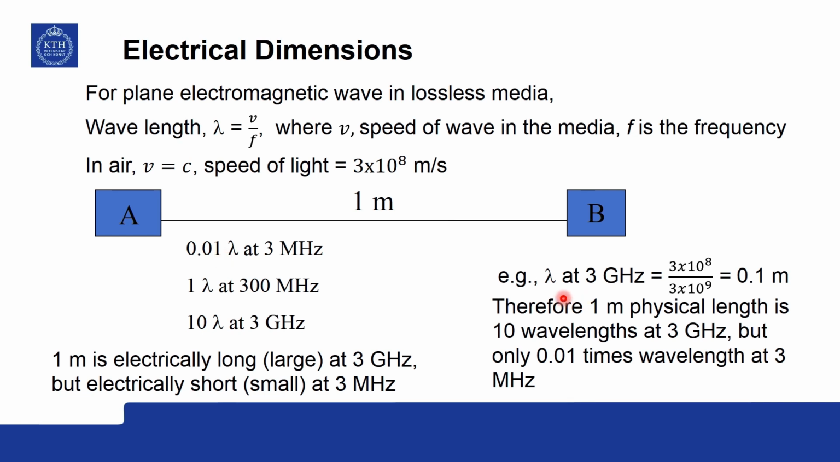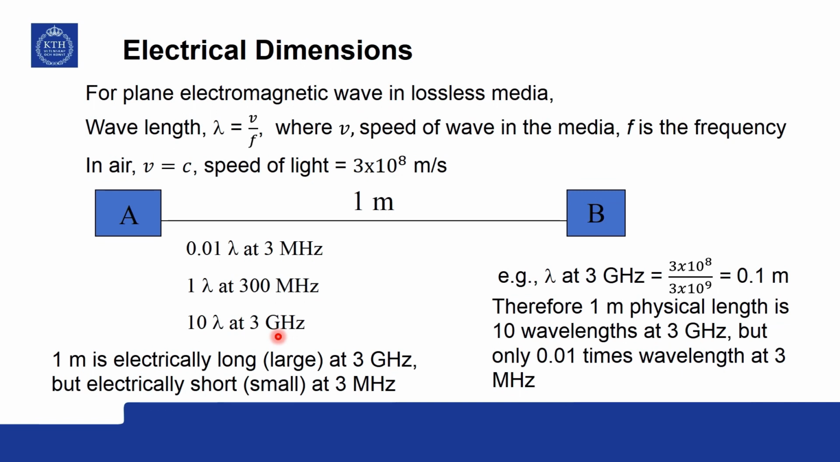And say, for example, the wavelength at 3 gigahertz: we have 3 into 10 to the power of 8 divided by 3 into 10 raised to 9. So, it is 0.1 meter only. So, 1 meter will become 10 wavelengths. Therefore, 1 meter of physical length is 10 wavelengths at 3 gigahertz, but only 0.01 times the wavelength at 3 megahertz. So, 1 meter is electrically long at 3 gigahertz.